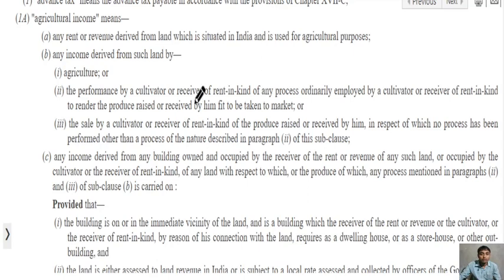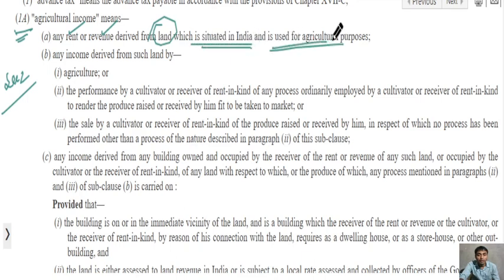Today we shall discuss the term agricultural income. It has been defined in clause 1a of section 2. The agricultural income means rent or revenue derived from land which is situated in India and used for agricultural purpose.